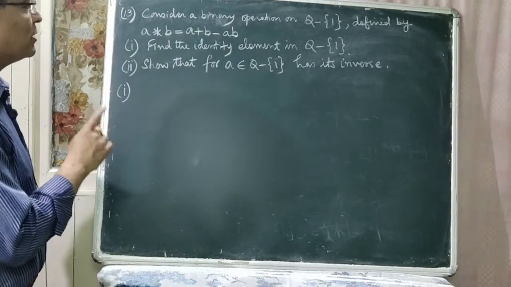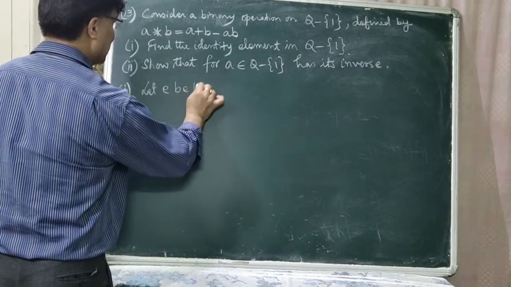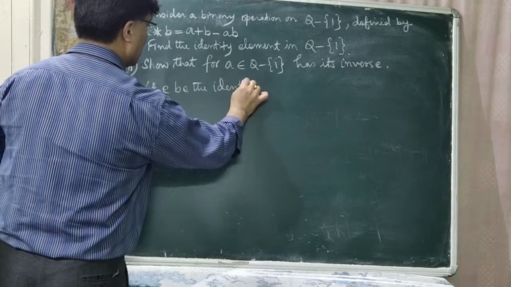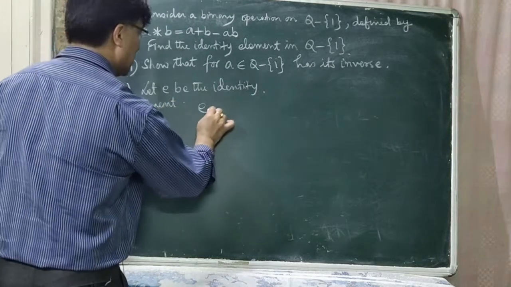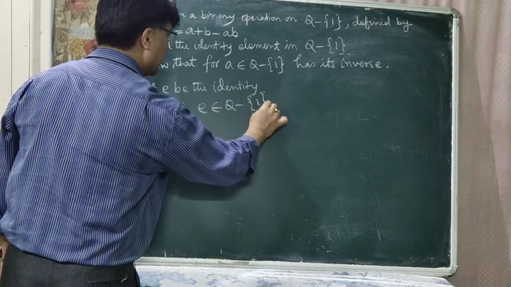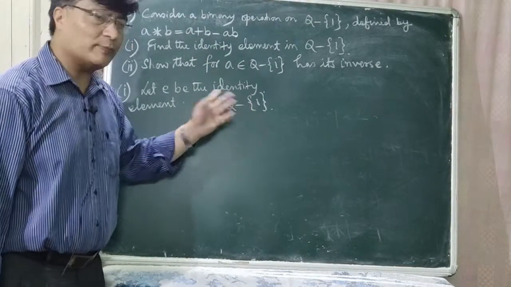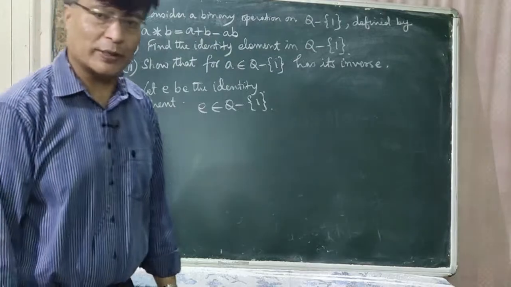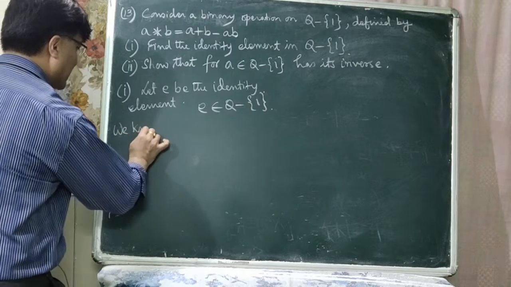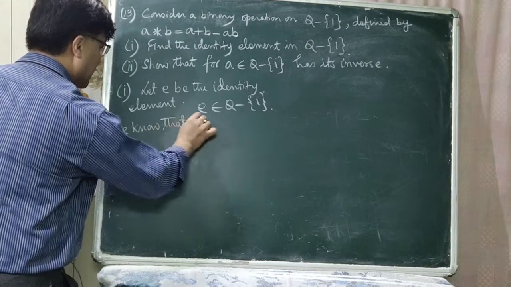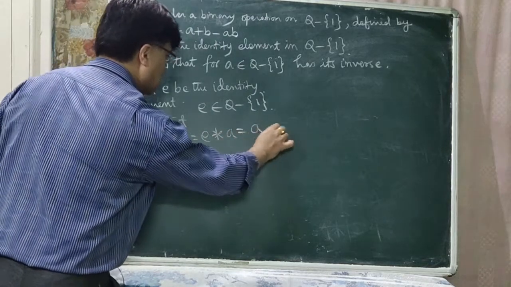Okay, so you have to find out the identity element in Q minus 1. Let E be the identity element. So here this E should belong to Q minus 1. That is, E belongs to the set of rational numbers excluding 1. So 1 should not be included in this set of rational numbers. Okay, so 1 is excluded in this case. Okay, so now we know that by definition of identity element, A star E is equal to E star A is equal to A, right?